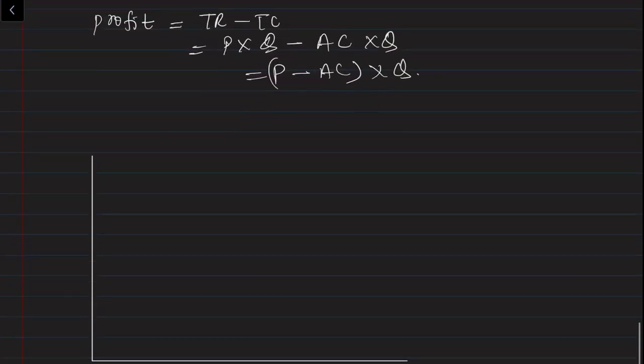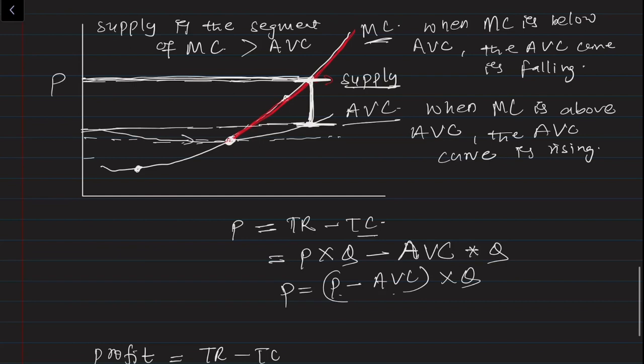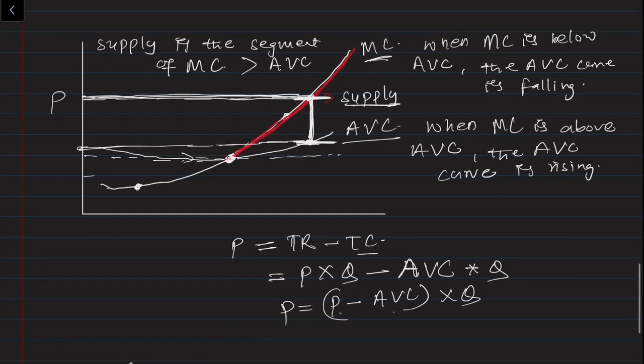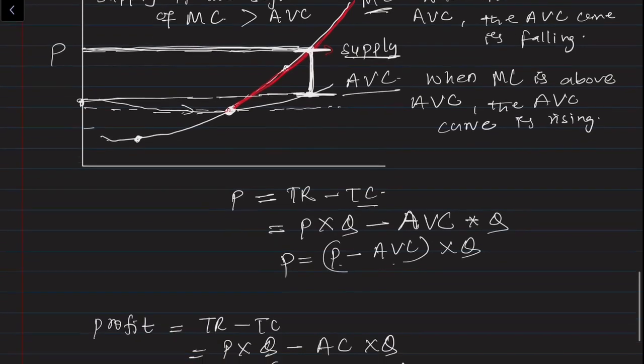For example, in this graph it does not look like the AVC and MC have the same y-intercept, that is the same price level, but these two curves do have the same price level in the beginning. It will start from the same y-intercept. And let me give you an analogy so that you can understand.